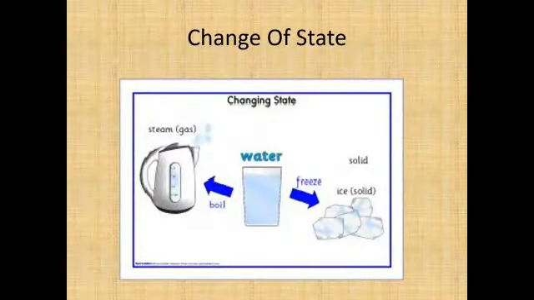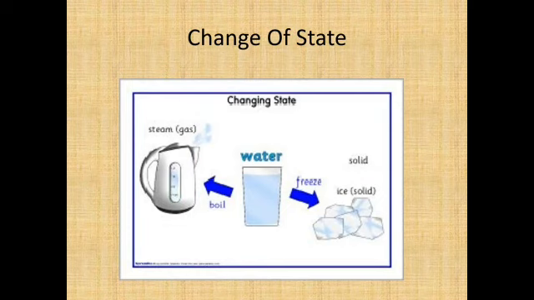Now, we are going to study the change of state of matter. As you can see in the picture, water can be seen in the liquid state. When we freeze it, it becomes ice, which is the solid state, and when we boil it, it becomes steam, which is the gas state.